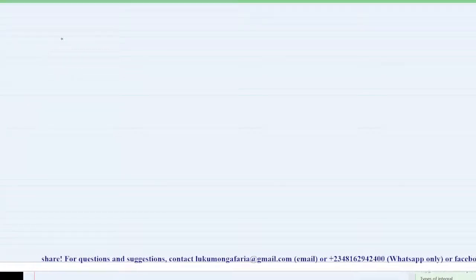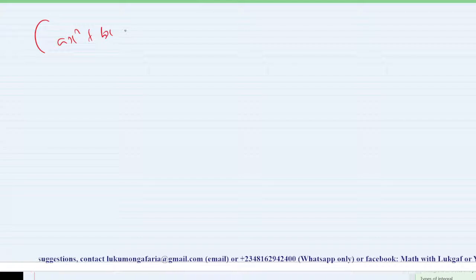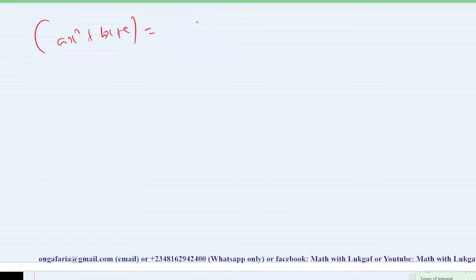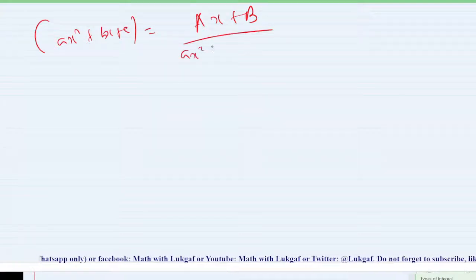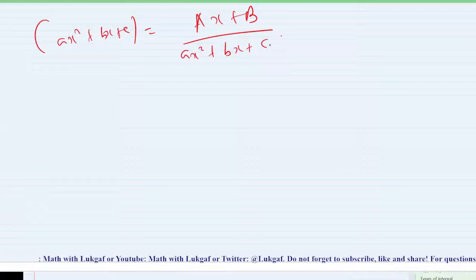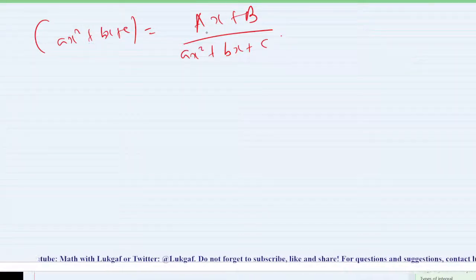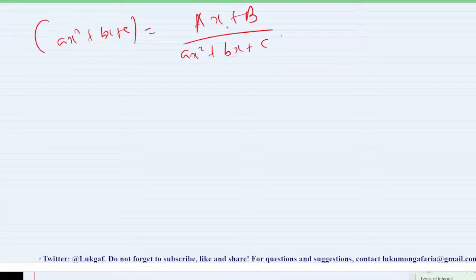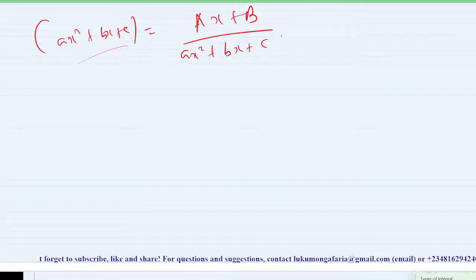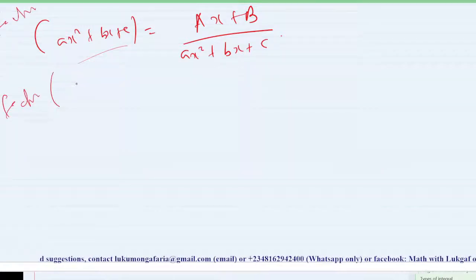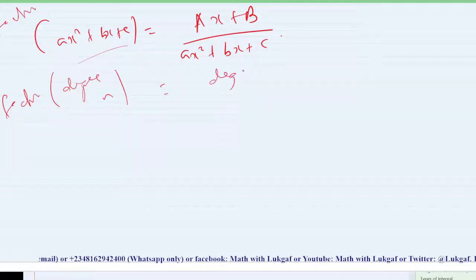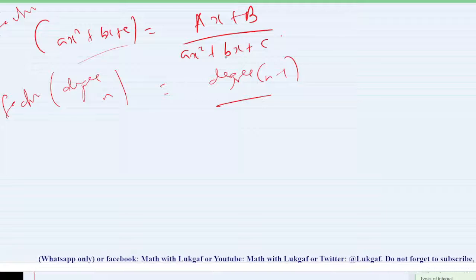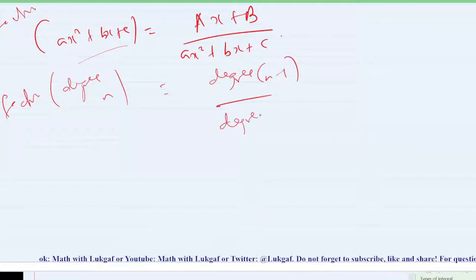So when you have ax squared plus bx plus c in the denominator, you don't need to stress yourself. Then you are going to have something of this nature: (as + b) over (ax squared + bx + c). We notice that the numerator has a degree one lesser than the factor in the denominator. So when the factor has degree n, the numerator will have degree n minus 1.